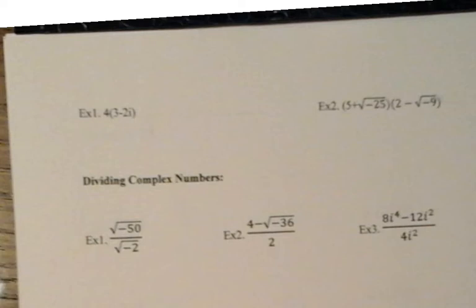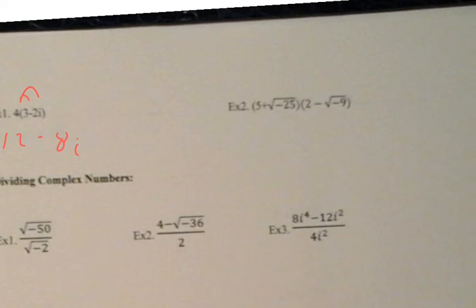Alright, so for example 1, look at that, no radicals. So we just go straight into distribute, and you get 12 minus 8i, and we're done. That's all there is to it. If there's no radical, we don't have to simplify. Easy peasy lemon squeezy.